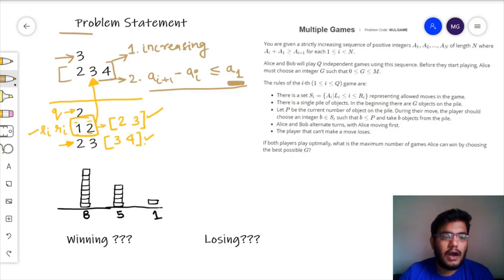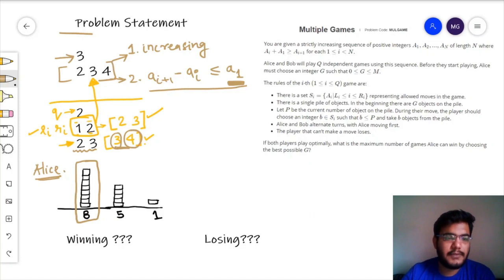So let's see how we are playing a game. If we are playing this second game, the only possibilities are to use the numbers 3 and 4. Let's take an initial number. Suppose there are 8 objects in the pile, and the first chance is of Alice. Now for Alice, there are two options. Either he can remove 3 objects or he can remove 4 objects from this particular pile.